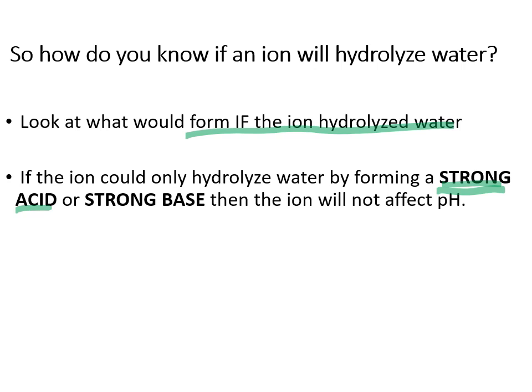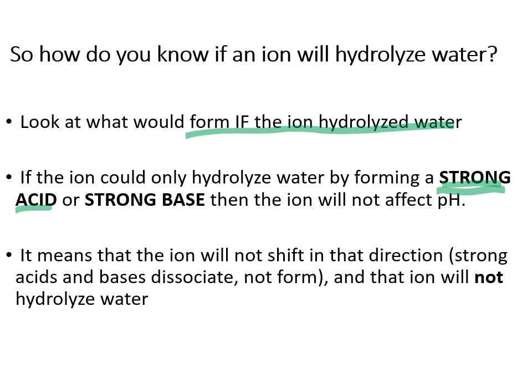However, if the ions could hydrolyze water and form something that is a weak conjugate partner, then again, what we know about weak conjugate partners is they're good at staying together, so they will form, and that will cause the hydrolyzation of water and the change in the pH. So it means that an ion will not shift the direction if it can't move towards these strong partners. If the thing that they could form is strong, then it's not going to form, and therefore we do not have the hydrolyzation of water. Let's go through this with some examples.